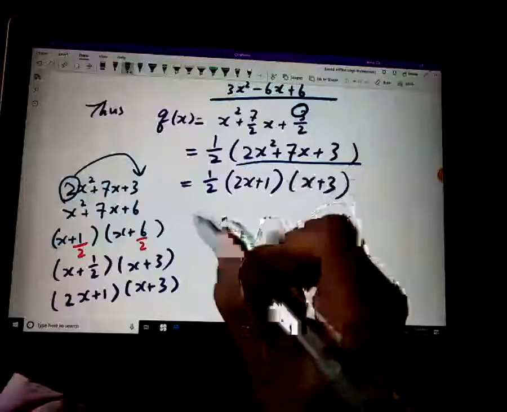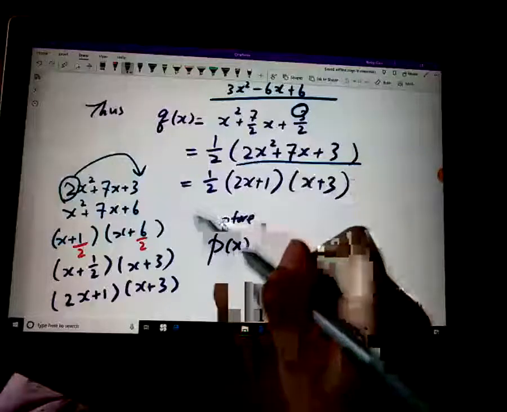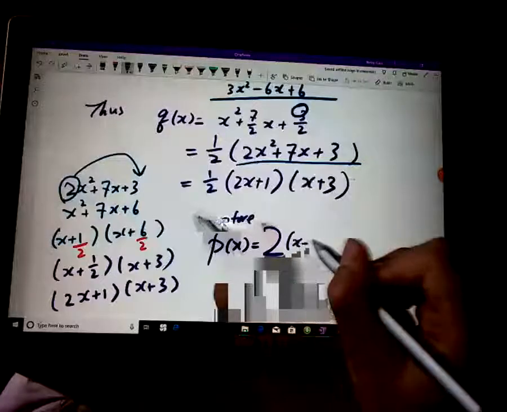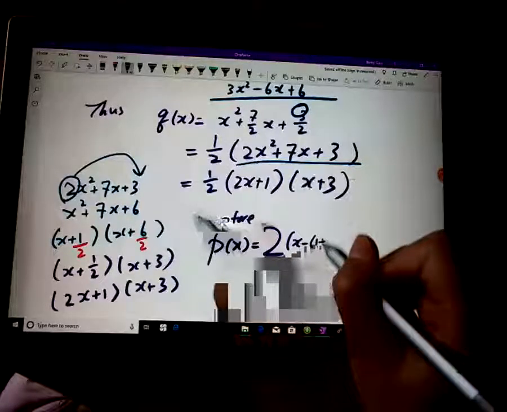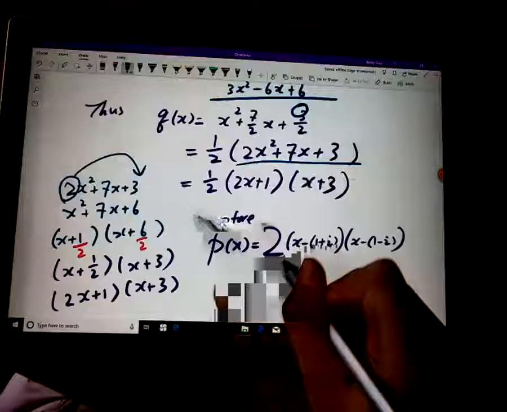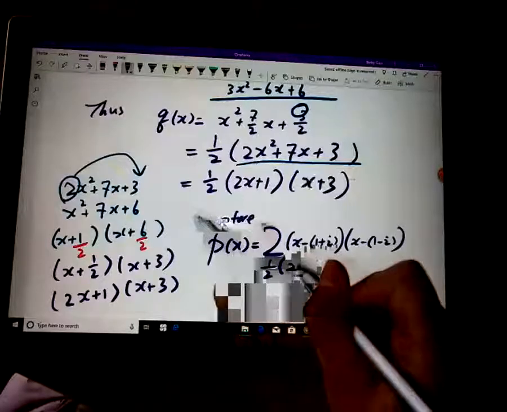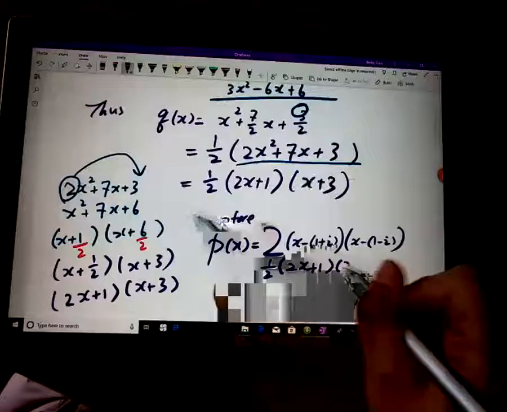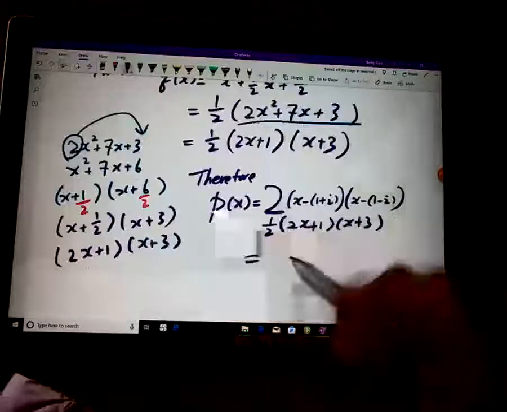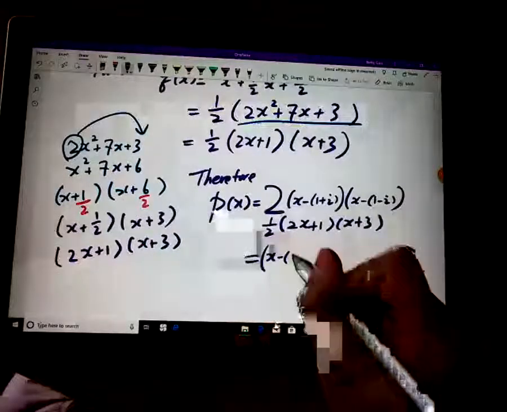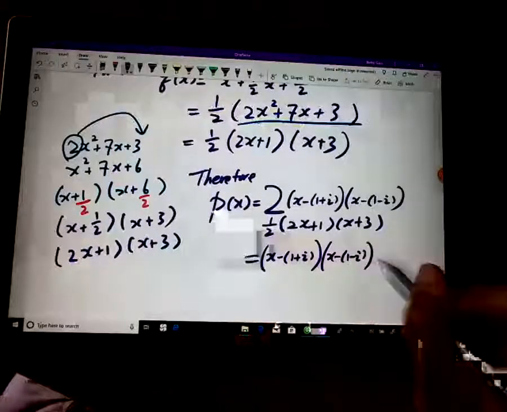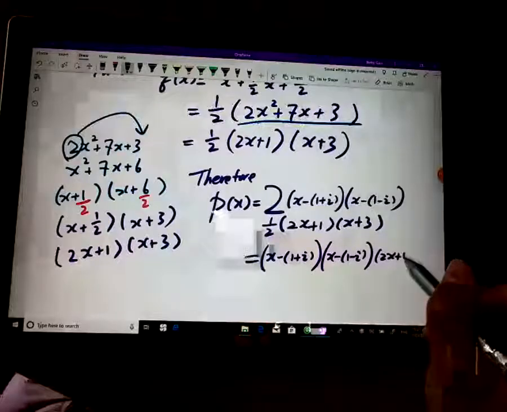So therefore, altogether, P of x can be written as 2 times x minus c1, where c1, remember, is 1 plus i, times x minus c2, x minus 1 minus i, multiplied by one half times 2x plus 1 times x plus 3. That part is Q of x. So the 2 and the half cancel each other. We actually end up with x minus 1 plus i, x minus 1 minus i, 2x plus 1, x plus 3.